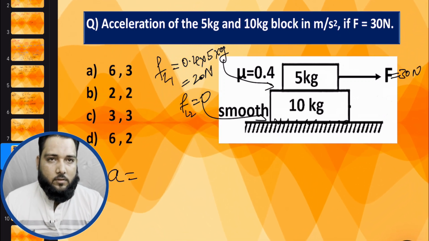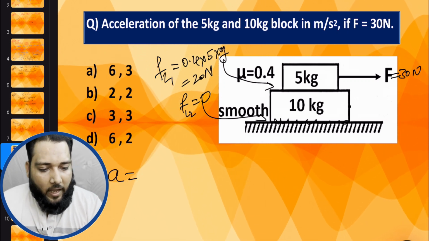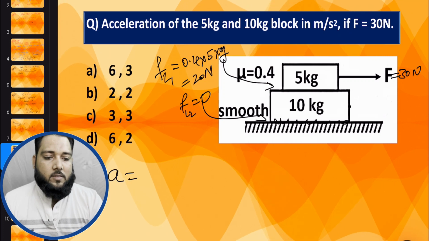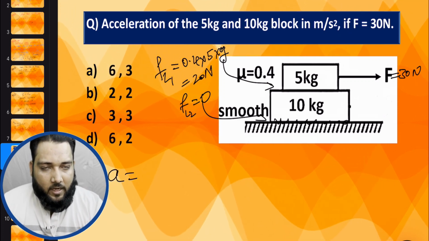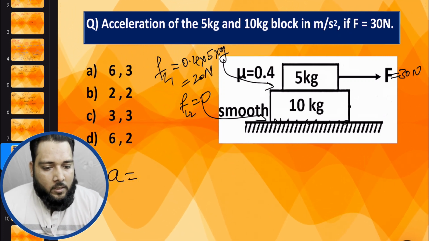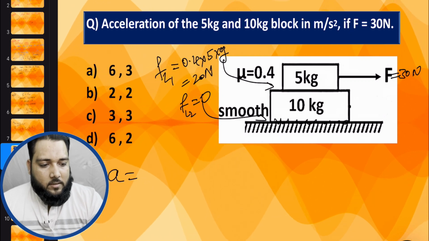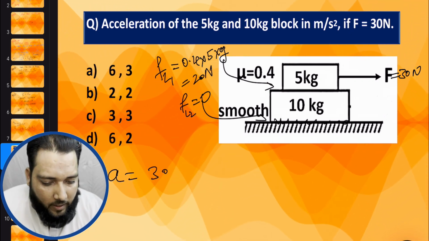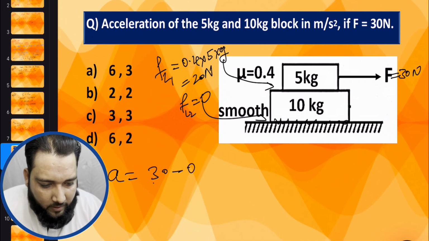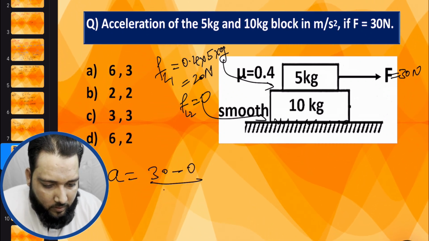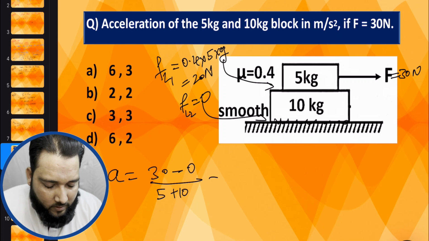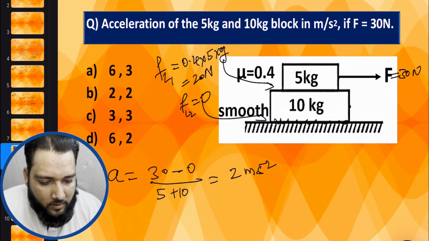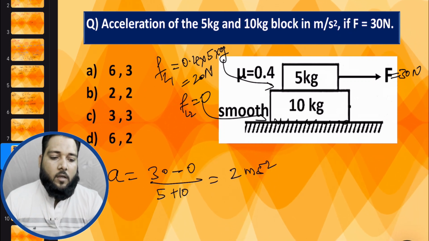Any confusion up to here? I think no. Now the second step is the common acceleration, that is A. Are you getting my point? So A is how much? Net external force, that is 30 minus friction, which is 0, divided by total mass, that is 5 plus 10. So the common acceleration comes out to be 2 meter per second square.